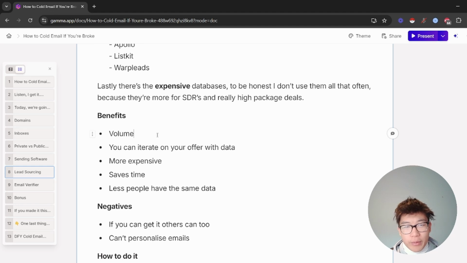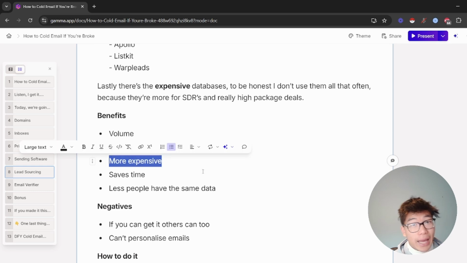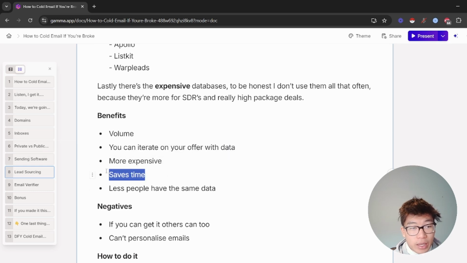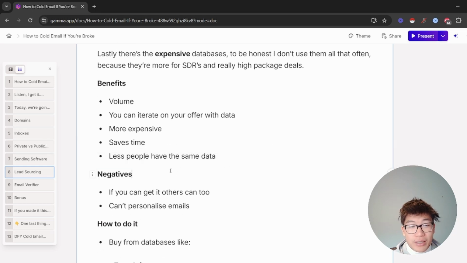Obviously, you can run some volume if you're buying from these more expensive databases as well. You can iterate on your offer with data. More expensive can be a benefit and a negative, and I'll explain in a second. You save time, obviously, so it's the same kind of benefits, but fewer people have the same data, which is the main thing.